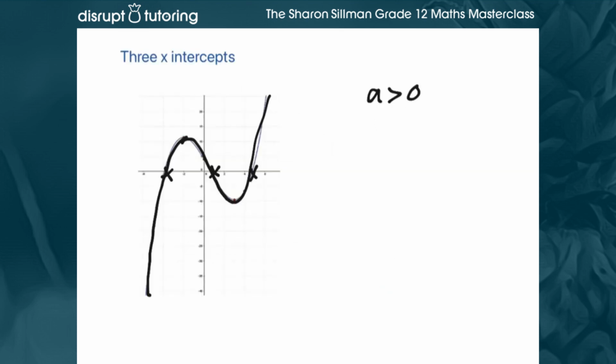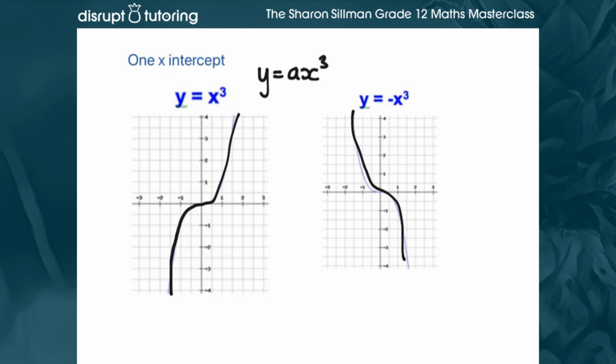It could be a point of inflection. So just to take you back, this is a stationary point, but I'm sure you can see clearly that it is not a turning point.